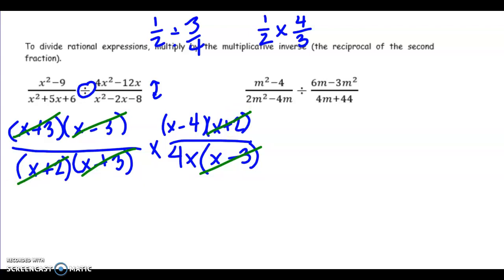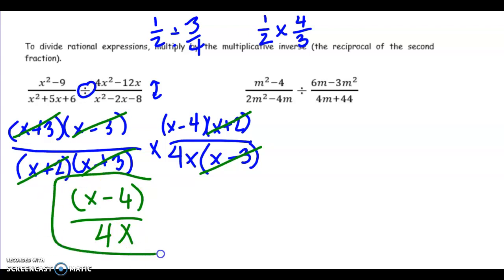Perfect. So on the top, I'm just left with x minus 4, and you don't necessarily need the parentheses there. It's fine. And then a 4x on the bottom. Now, I cannot reduce this anymore because there's not a 4 in both terms on the top, and there's not an x in both terms on the top. If that was the case, I could reduce it more, but here I can't.